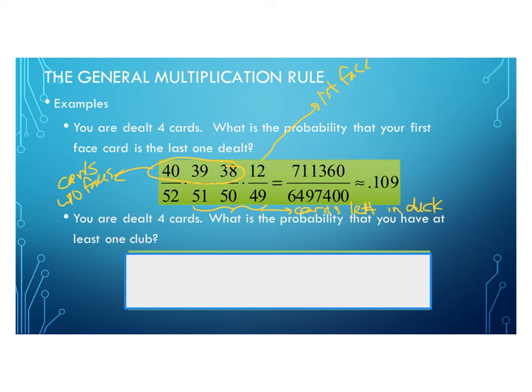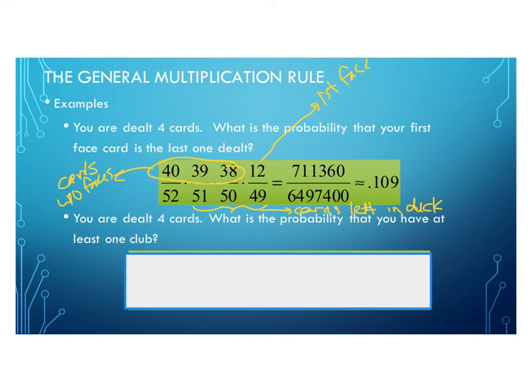So I would do 40 over 52. I keep that card. The next card would be 39 non-faces over 51 because we took 1 card away, times 38 out of 50 because it's the third card, times 12 over 49.